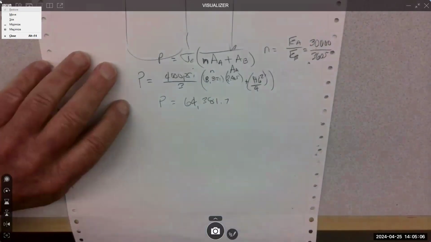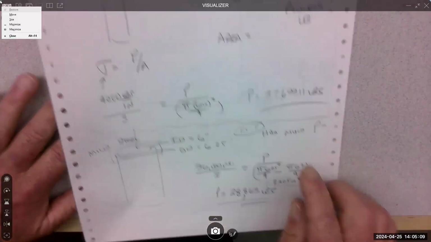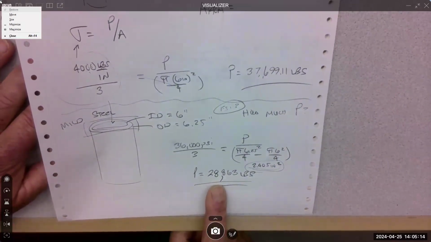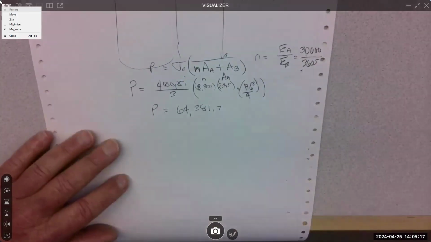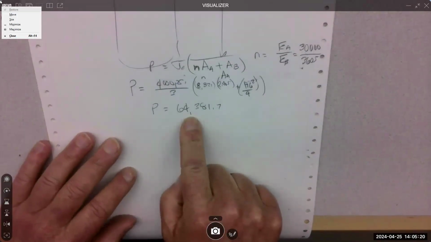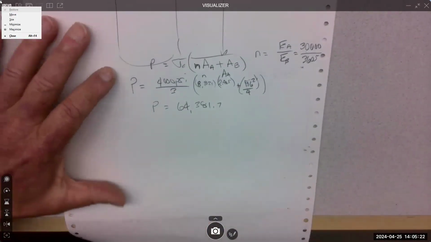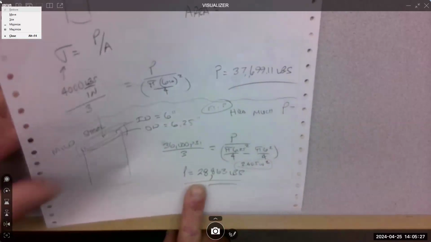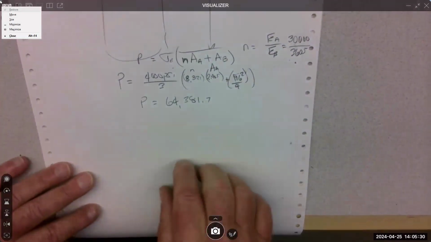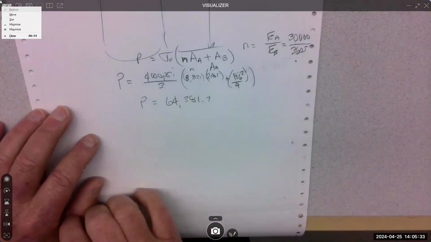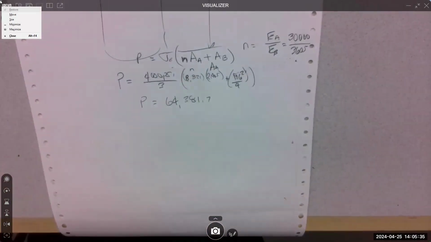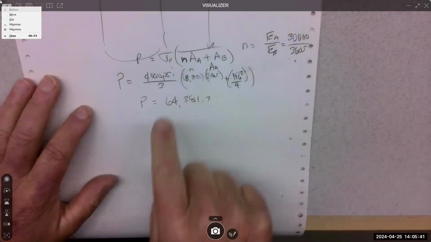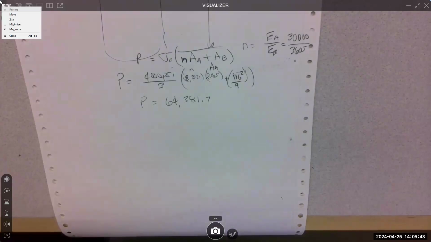So the concrete by itself, 37,000. The steel by itself, 28,000. The combined, working together, these two materials, 64. So it's not doubling like the concrete, right? It's not doubling this. It's this modular ratio that actually controls how the two materials, their elasticities, work together. So it's tough to figure out like what that load is. Yep.